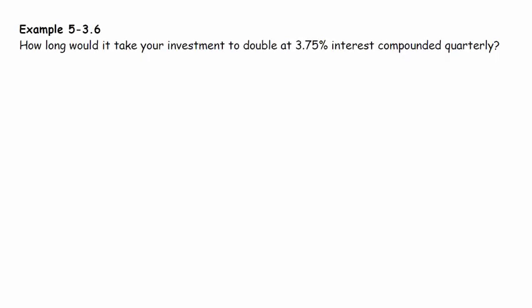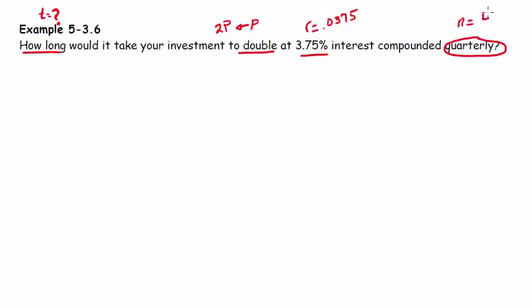All right, last one here. We're looking for a doubling time, so we want how long. I'm searching for t. Would it take an investment to double? Okay, so if we start with p, we end with 2p. If my interest rate is 0.0375, but if we're compounded quarterly, we're going to use our discrete formula where n is 4.